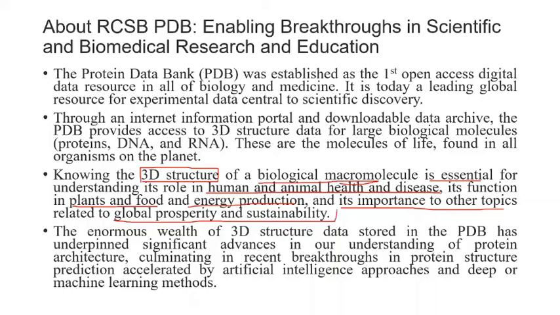So, to understand these biomolecules in the 3D way, or how exactly they respond structurally in the different macromolecular way, is very important. The enormous wealth of 3D structure data stored in the PDB has underpinned significant advances in our understanding of protein architecture, culminating in the recent breakthrough in protein structure prediction accelerated by artificial intelligence approaches and deep machine learning methods.